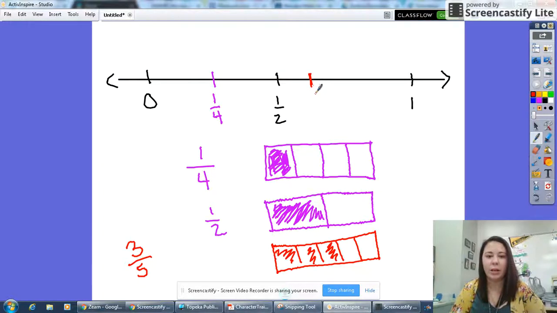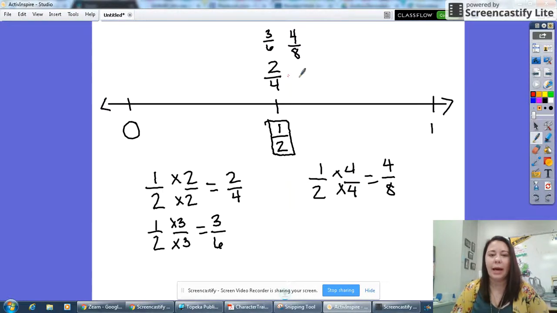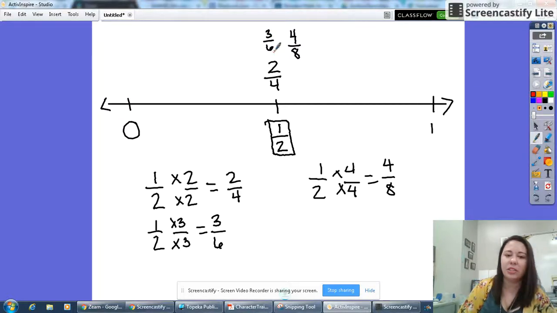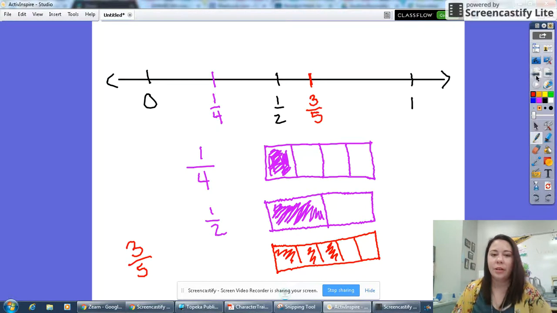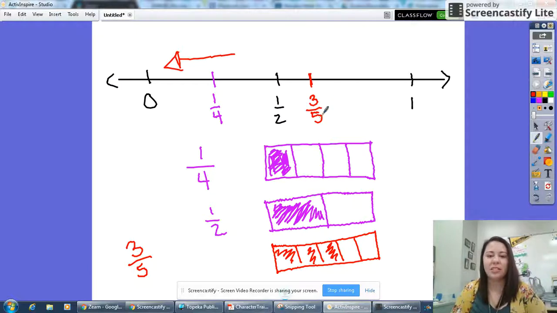3/5. Okay, last thing before we go. If we think back to our pattern that we had with everything equal to 1/2, we said the numerator times 2 equals the denominator. Here I can see if my numerator, 1 times 2, equals 2, so that's less than my denominator. That means that it's less than 1/2. 3 times 2 is 6. That's greater than my denominator of 5. So that means it's greater than 1/2.